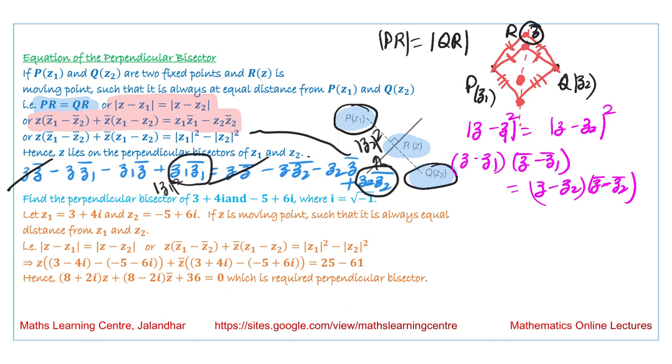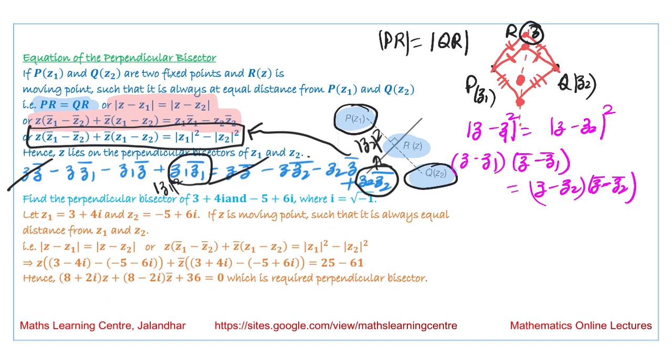So on adjusting these terms, we obtain the equation of this line in this form: z times (z1̄ minus z2̄) plus z conjugate into (z1 minus z2) is equal to mod of z1 squared minus mod of z2 squared. So based upon this, we have the following problem.